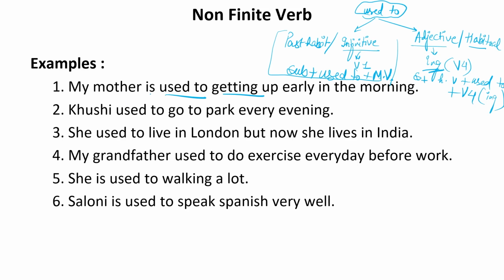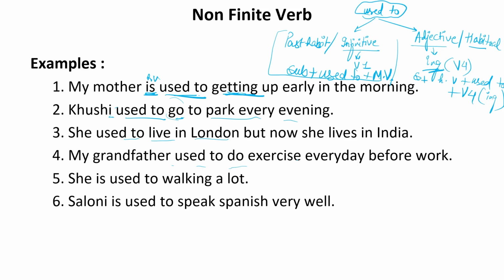Now my mother is used to getting up. So when there is a helping verb after which we have used to, we use the ing form of verb. Khushi used to. Now before used to, we do not have any verb. So Khushi used to go to the park every evening. In this case, we use the first form of verb and we do not use the ing form. She used to live in London, but now she lives in India.